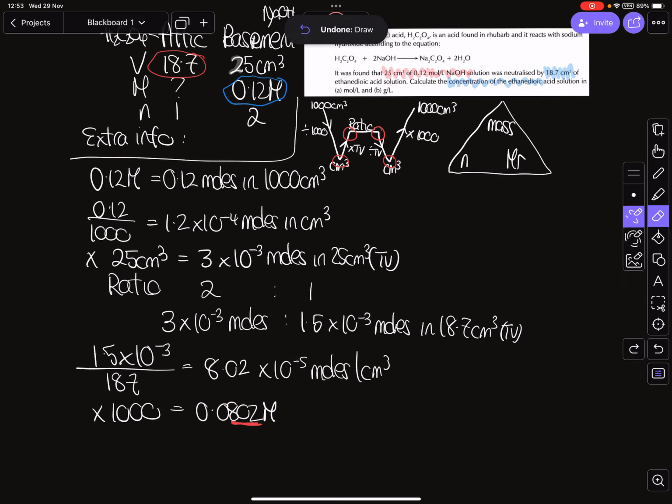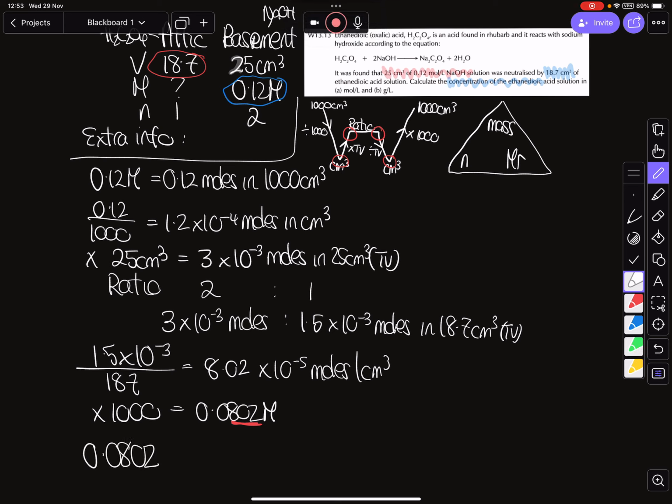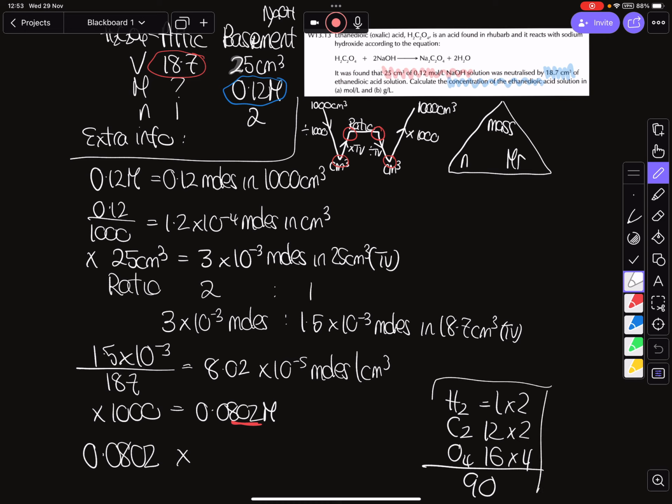Okay, so the last thing that we're going to do is convert our moles into grams per litre. To do that, we're going to multiply 0.0802 against the molecular mass of our oxalic acid. So to do that, we have H2C2O4. So it'll be a 1 by 2, it'll be a 12 by 2, and it'll be a 16 by 4. We plug all that into a calculator, it works out at 90.